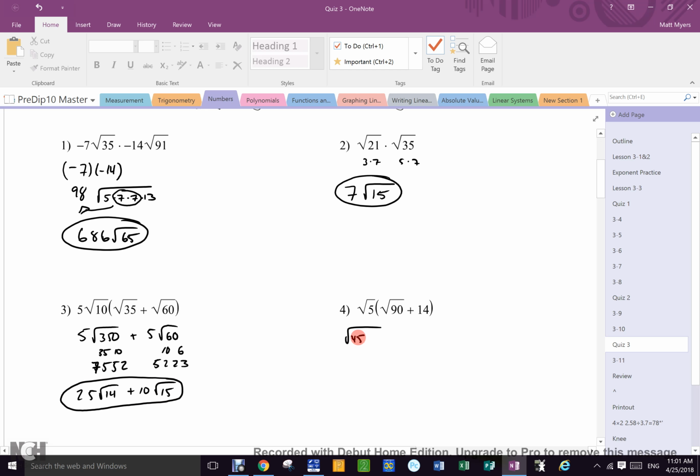Root 450 plus 14 root 5. 450 is 45 times 10, which is 9 times 5 times 5 times 2. There's a square root, 3. There's a square root, 5. 15 root 2 plus 14 root 5.